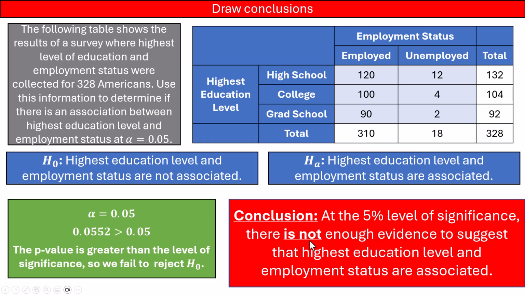In this case, we're going to say there is not enough evidence because we failed to reject our null hypothesis. When you don't reject the null hypothesis, you should say there is not enough evidence. So in this case, there is not enough evidence to suggest that, and then I'm going to restate my alternative hypothesis. Highest education level and employment status are associated. So based on this test, we were not able to claim the alternative. We did not reject the null hypothesis, so there's not enough evidence to suggest the alternative.